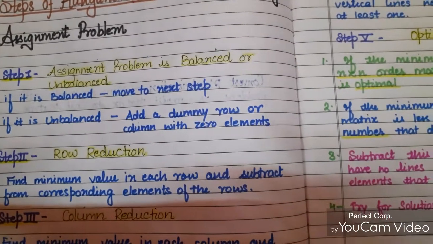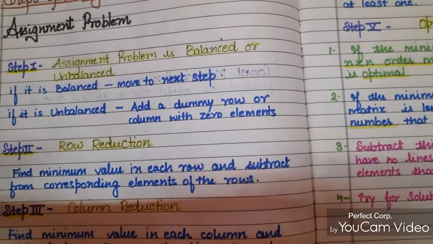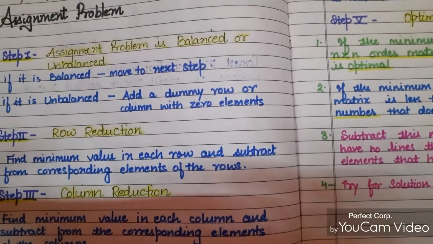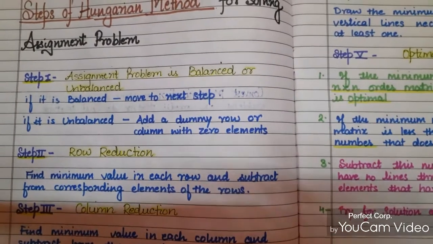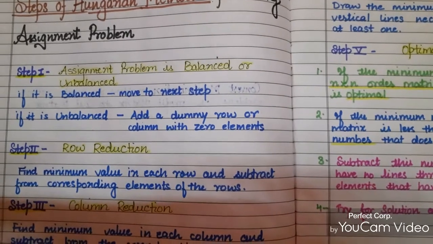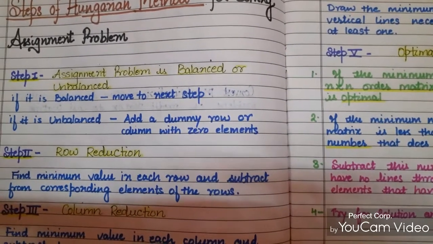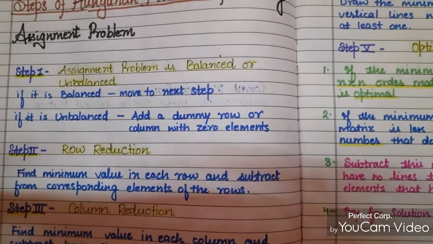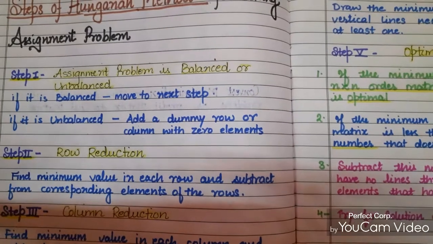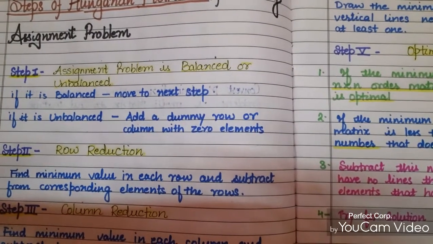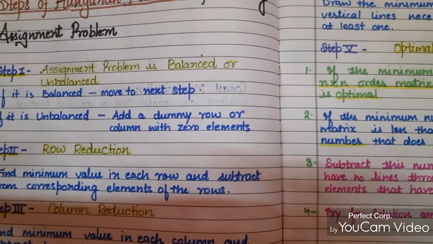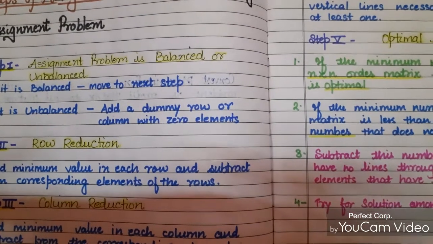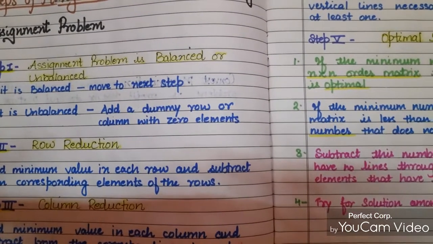So if the number of rows is 4 and the number of columns is 5, then that is considered an unbalanced assignment problem. And how to make it balanced? The first step is to identify whether the assignment problem is balanced or unbalanced. If it is balanced, then we move to the next step of the Hungarian method. But if we find it unbalanced, then we add a dummy row or column with 0 elements. That means the elements we add to make the matrix balanced are 0 elements.